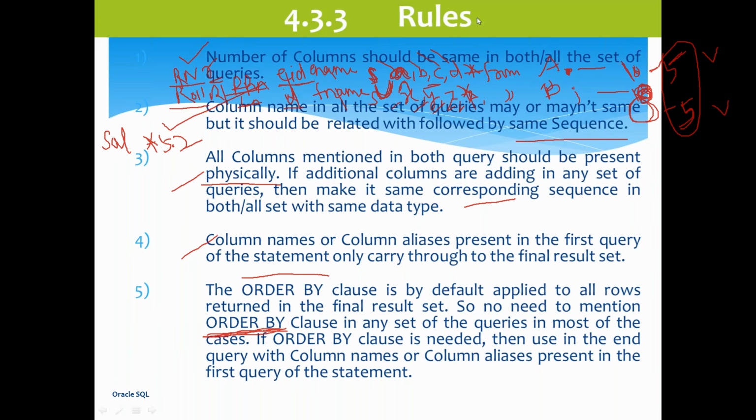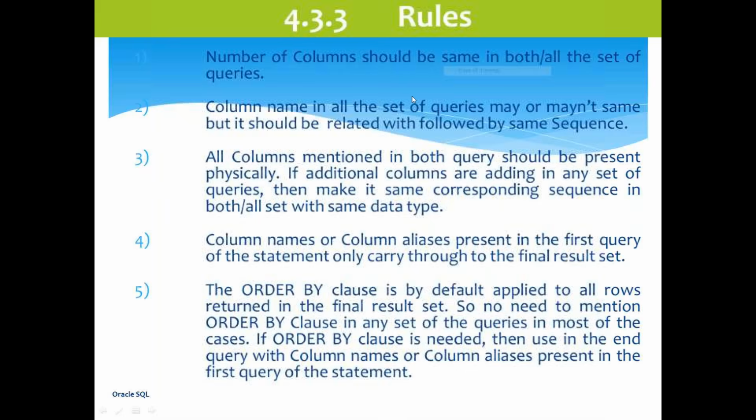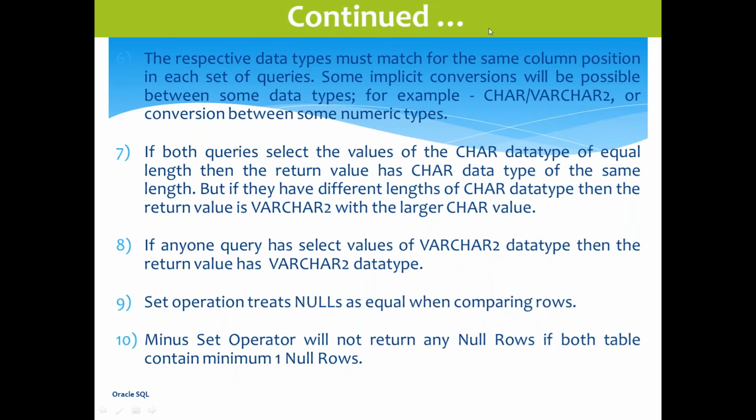These are five rules. Again, we will continue with a few more rules. Next, the sixth rule: the respective data types must match for the same column position in each set of queries. So in the first set of queries, suppose the column names are A, B, C, D. In the second set of queries, suppose U, V, W and X. The column names are different, but correspondingly, sequence wise, the data types should be the same. A and U columns: if number data type, here also number. If varchar, here also varchar.